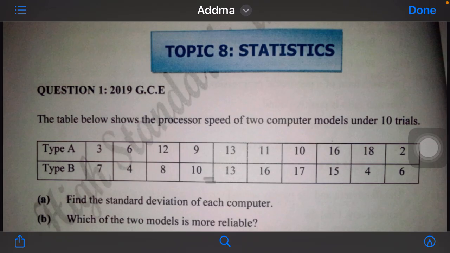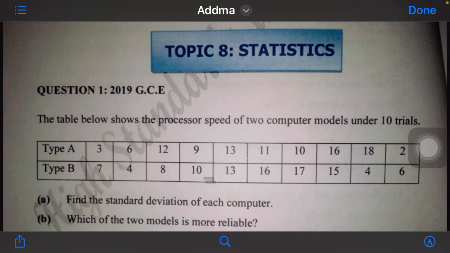So first of all, when you're answering any questions, it's important to bear in mind that each time you see a question, you need to know which topic that question is coming from. That's the number one thing you need to do. Since we have this table given in the question, which came in 2019 GCE, looking at this table, you're able to see that this is ungrouped data.